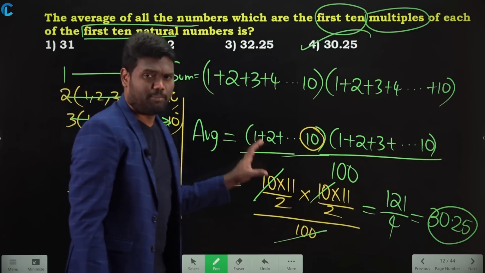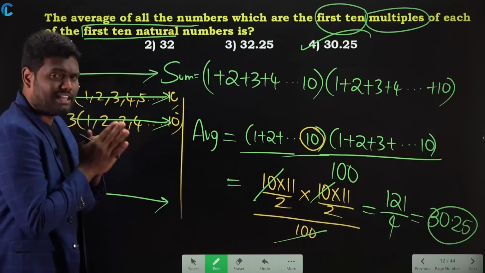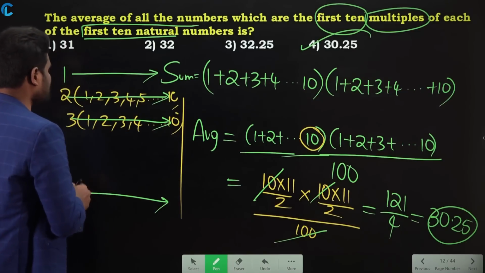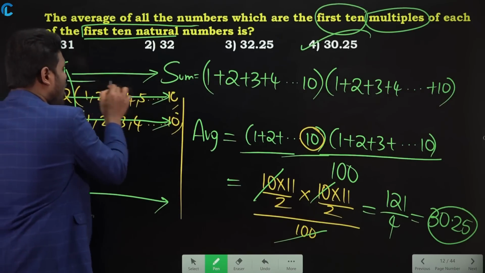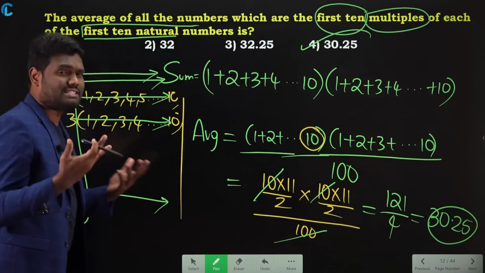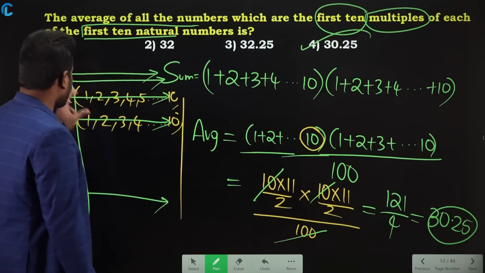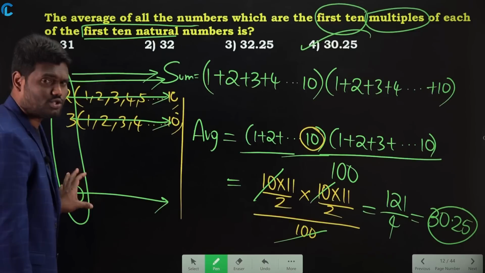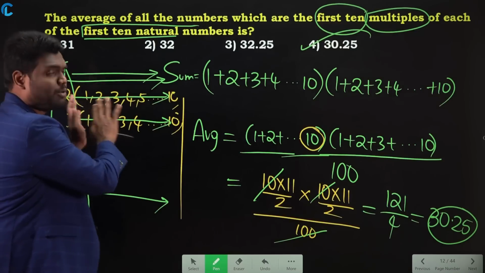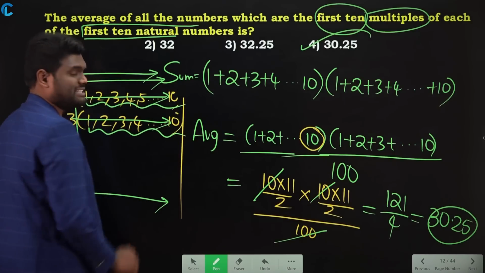This is a very simple question, but the thing is, read the question carefully. If you read the question carefully, what the question said is: for the first 10 natural numbers, if you take all the 10 multiples, then what is the average of those numbers? That is the question. So what I have done is I have taken 2 common here, 3 common here, 4 common here, 5 common here, so on up to 10. Now when I take them common, all the numbers will be 1, 2, 3, 4, 5, 6, 7, 8, 9, 10, 1, 2, 3, 4, 5, 6, 7, 8, 9, 10.